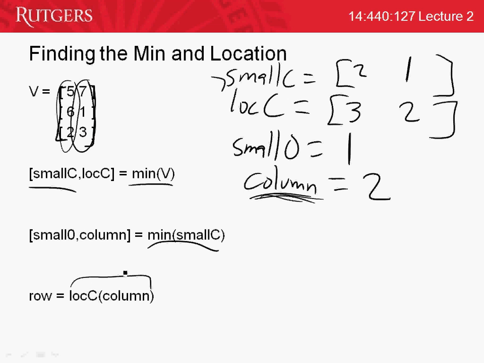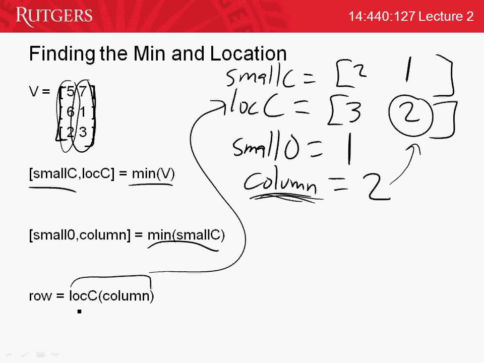other vector, LOCC. Recall that LOCC says this is the row of the smallest element in column 1. This is the row of the smallest element in column 2. Well, so now we know it's the second column that contains the smallest element. So we're concerned, though, about which row we're in in that column, because in that column, which row we're in is the smallest overall. So that row in that column is what we're looking for.